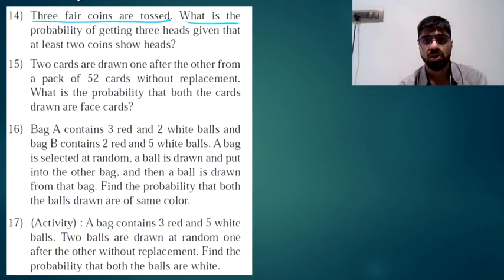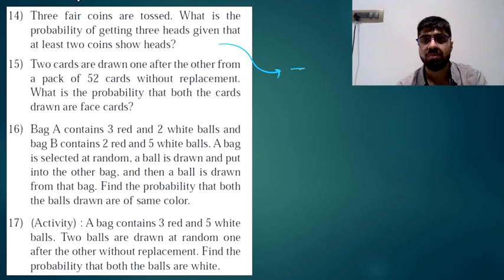3 fair coins are tossed. What is the probability of getting 3 heads given that at least 2 coins are showing heads? Now you need to understand this question very carefully, okay? It's not that you are tossing a coin, you are getting 2 heads in the first 2 tosses, and then they are asking you the probability of getting a head in the third toss. That's not the question. The question is this: 3 coins have been tossed, and how many possible outcomes can you have?